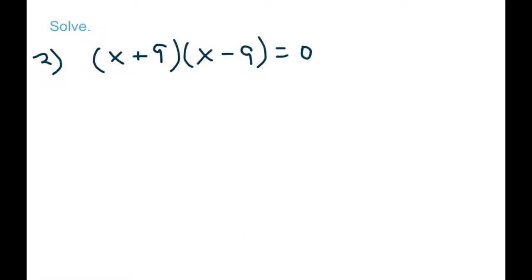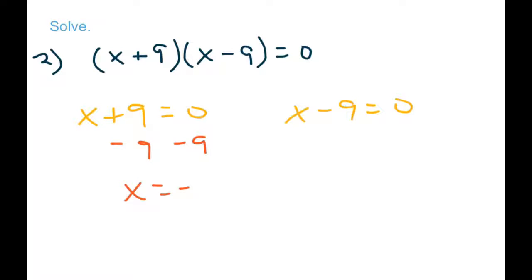Alright, same thing here. We're multiplying two quantities. One of them is going to be 0, if not both of them. So let's set them equal to 0. X plus 9 is going to equal 0, or x minus 9 is going to equal 0. Solve. We'll subtract 9 on both sides. X equals negative 9, or add 9 to both sides. X equals positive 9.